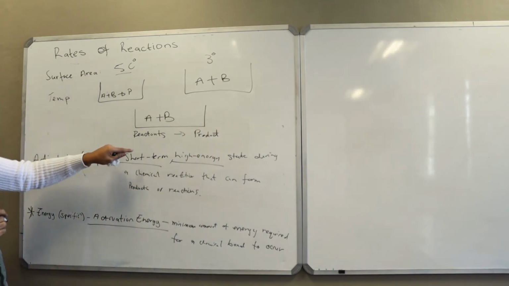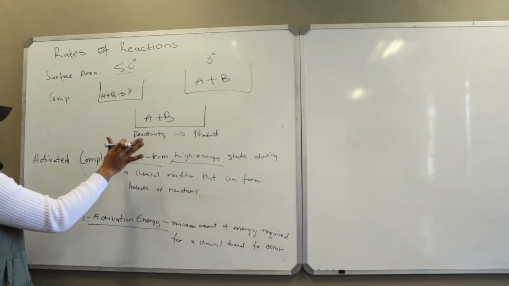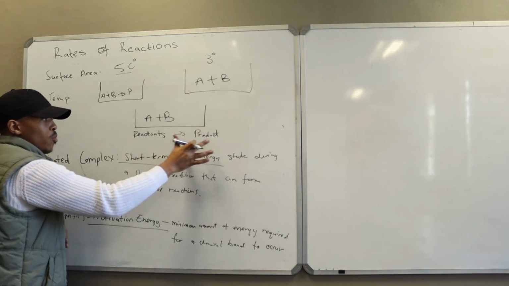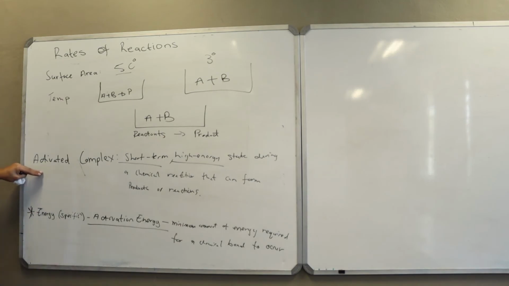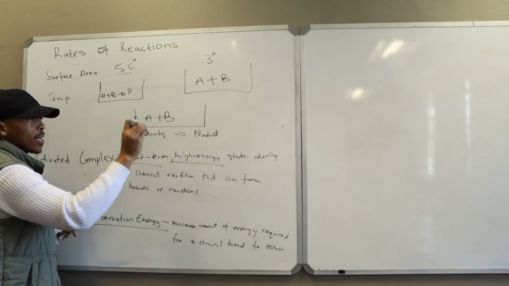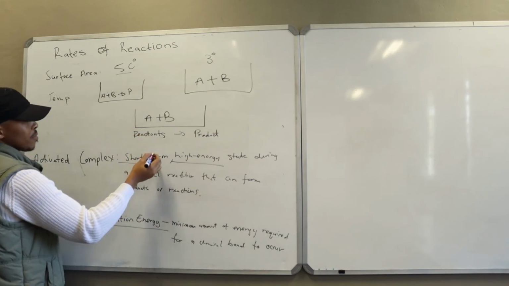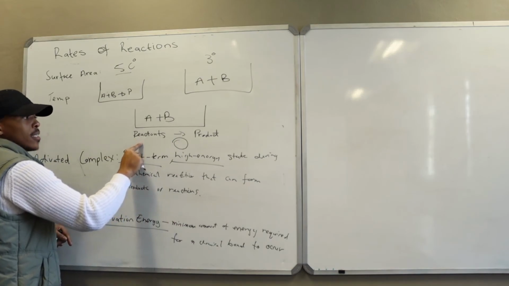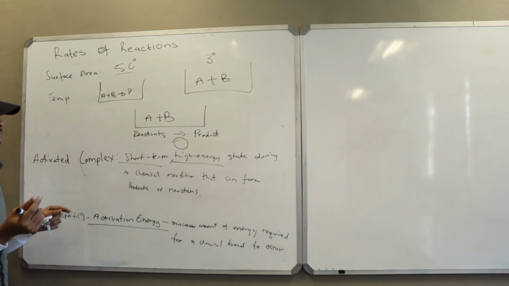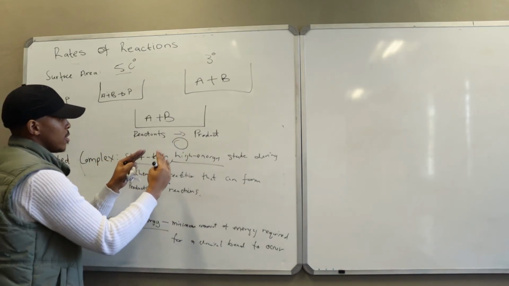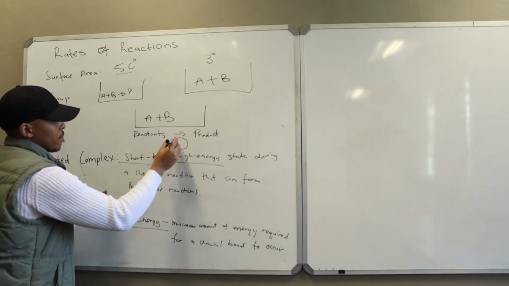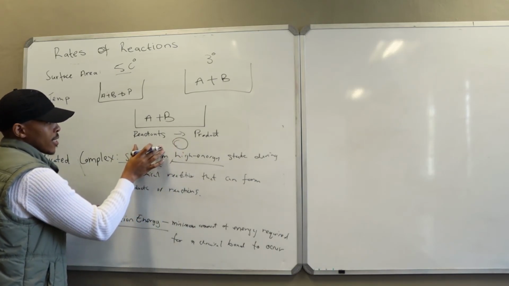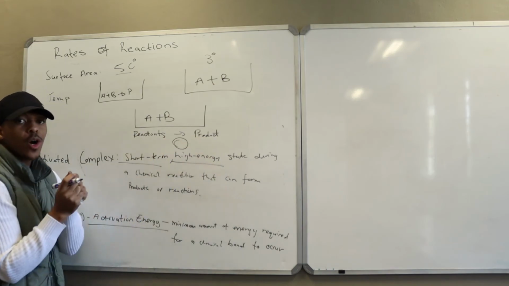Okay, so you get your reactants, they react and then they form a product. So where does activated complex come in? Activated complex comes in right in between the reactants and the product. It's the stage of the reaction where it's not yet reactants and it's not yet products.